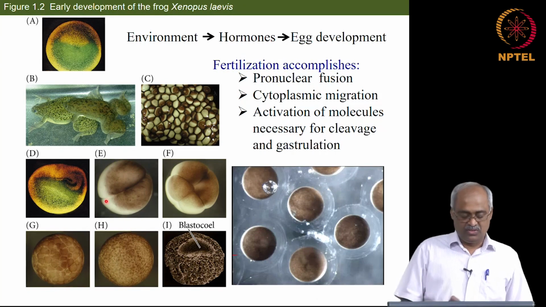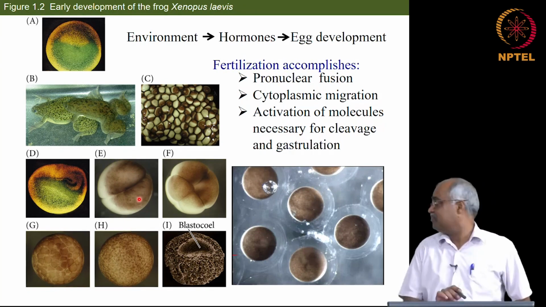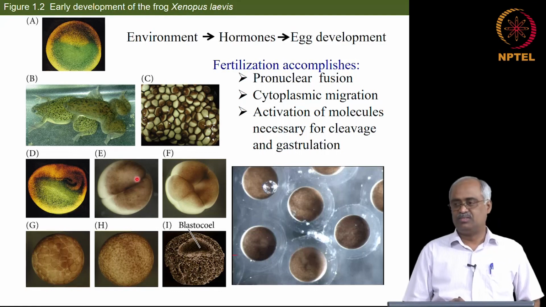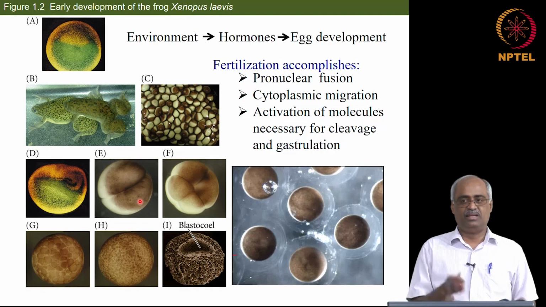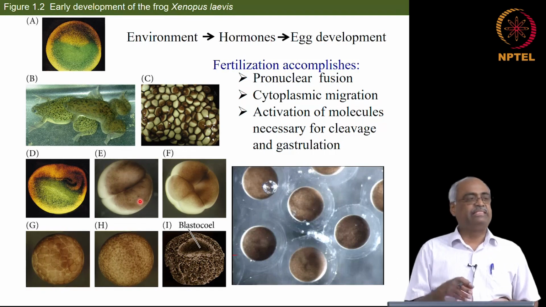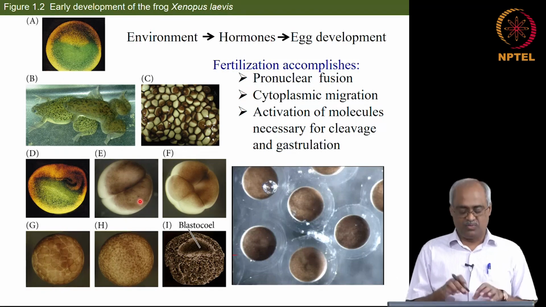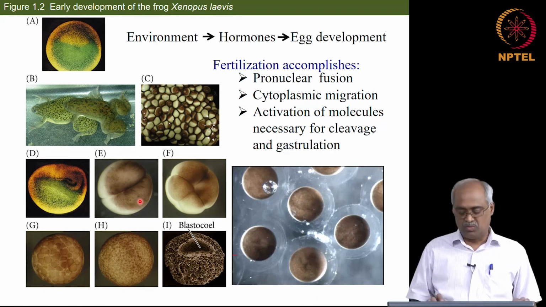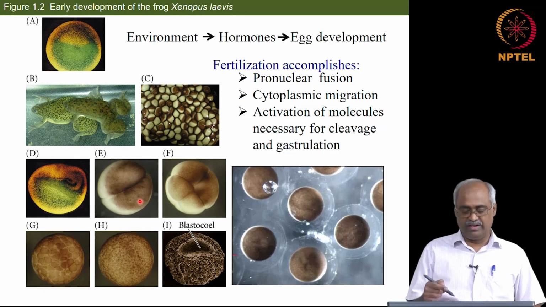Okay. So, the first cleavage you see in E, the first division starts. Here again, in the last class I mentioned cleavage as opposed to cell division. So, this is a cell division, but without any change in volume. The existing cytoplasm gets partitioned into smaller compartments. So, you have nuclear division, but there is no increase in cell volume.